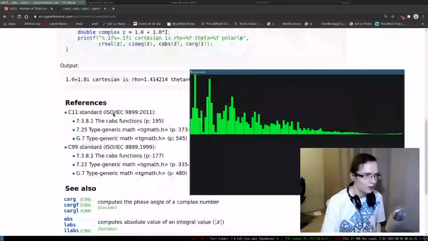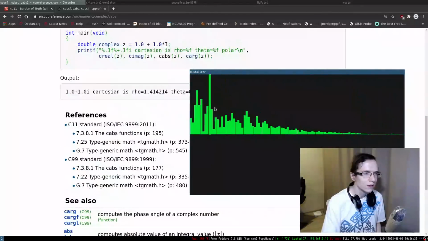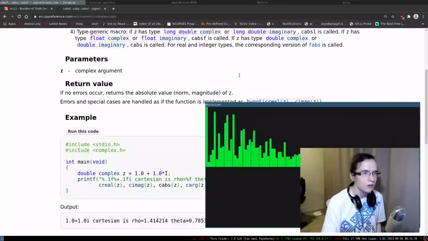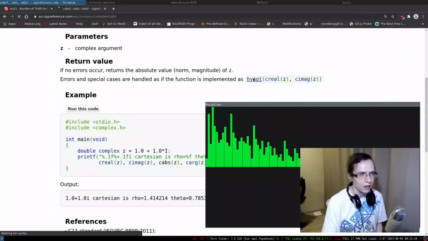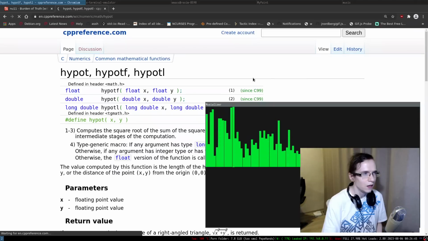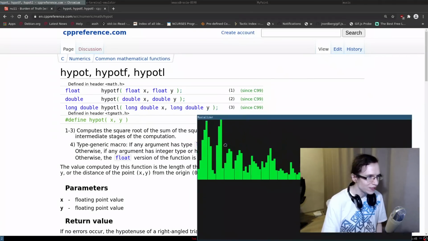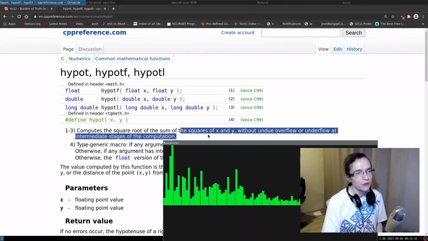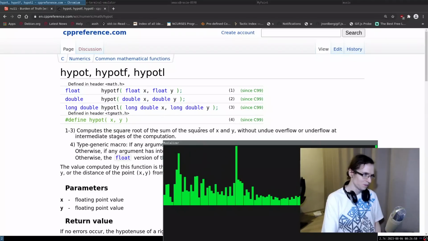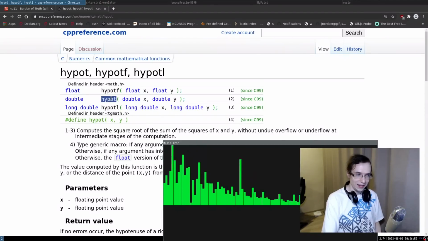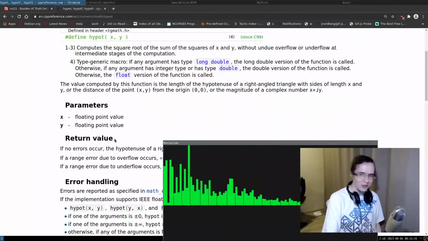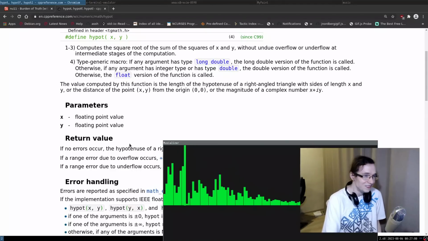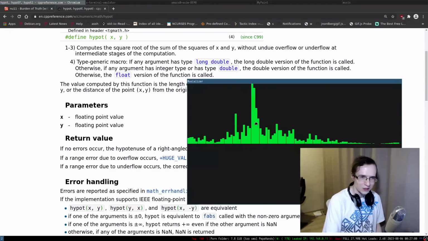So do they even say that anywhere here? Maybe they do. Yeah, there we go. Here it is. Hypot. What is hypot? Ooh, it's a function that computes the square root of the sum of the squares. I didn't know C had a function for that. That's kind of interesting. Did you guys know? What the fuck?